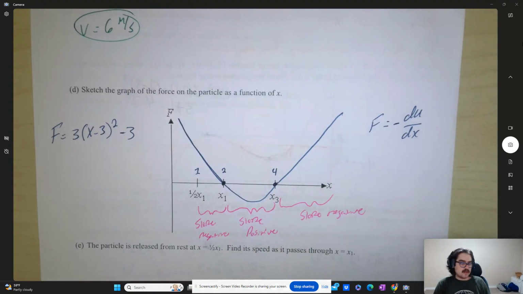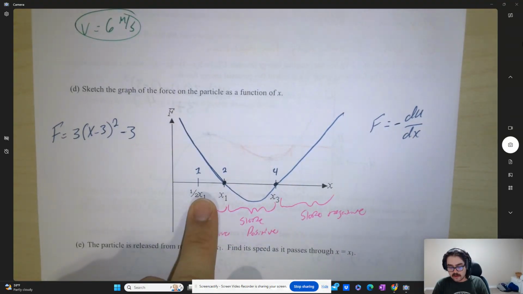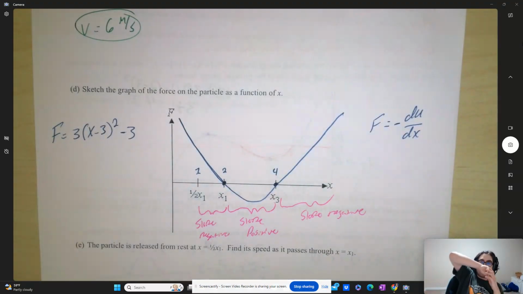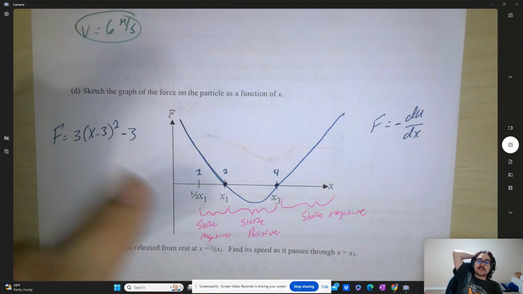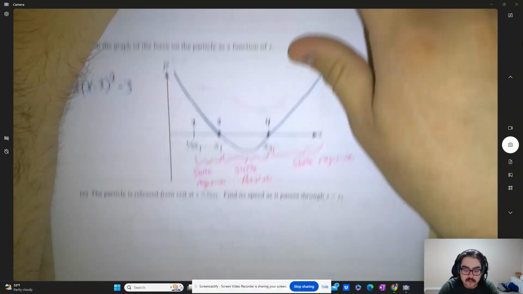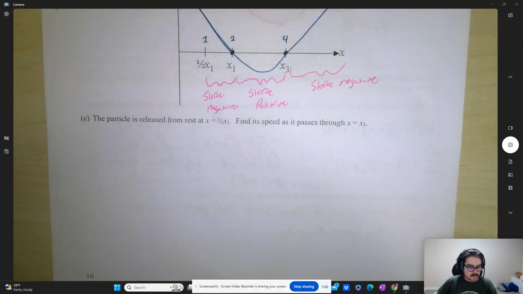Do you see why this is flipped? You're thinking, wait, but the slope here should be positive. Well, wait, you're thinking, if the slope's negative, then the graph should be negative. No, it's because it's the inverse of the derivative. It's the negative derivative. So if your slope is negative, then the graph would actually be positive, because the value of that function would be positive.